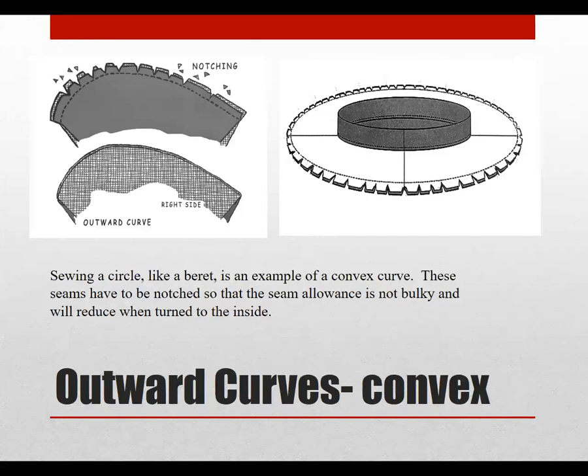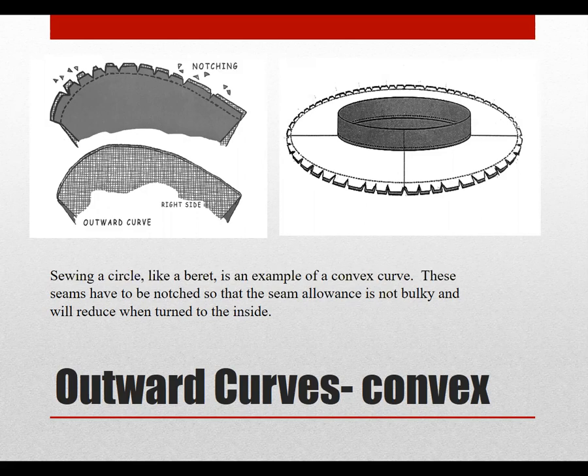A convex curve goes to the outside, so that's like sewing a circle. Okay, so when you sew that circle, you have to notch the seam allowance. And the reason you notch the seam allowance is when you turn it to the inside, it actually has to get smaller instead of spreading out. Okay, so you will notch the part of your seam allowance that goes over the nose because that is part of the convex curve of your mask.